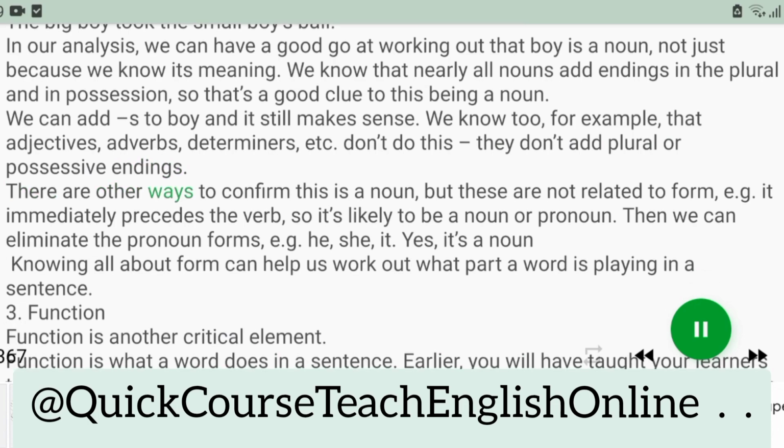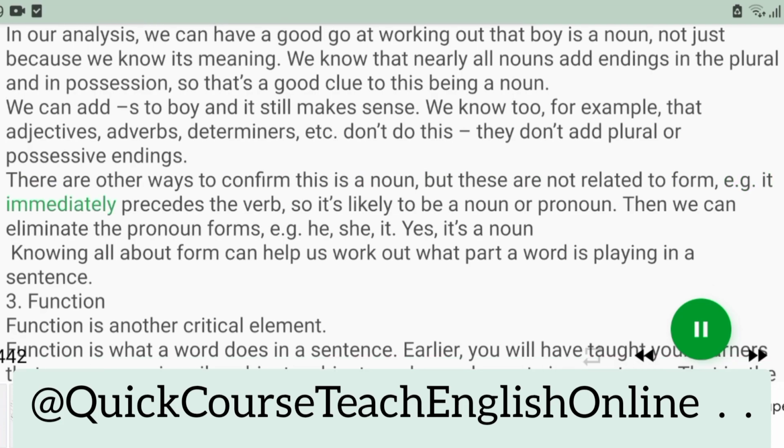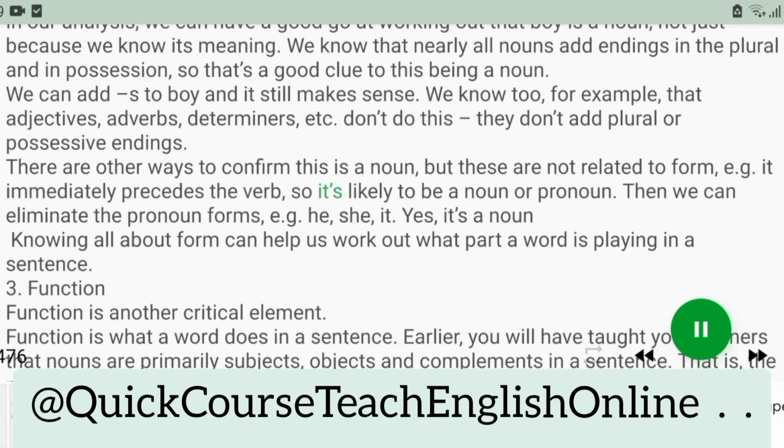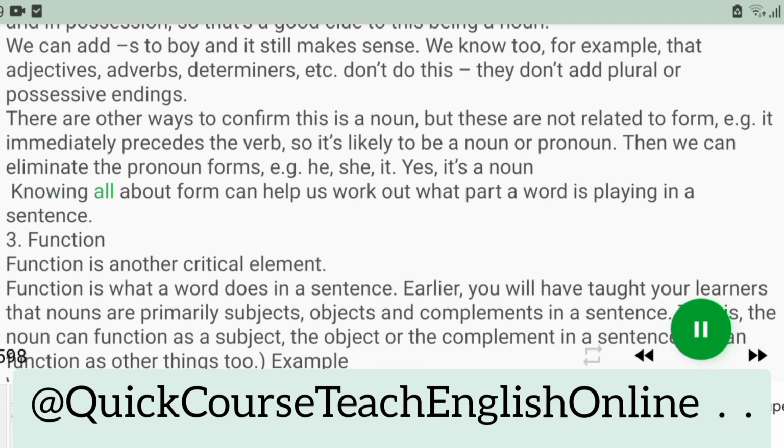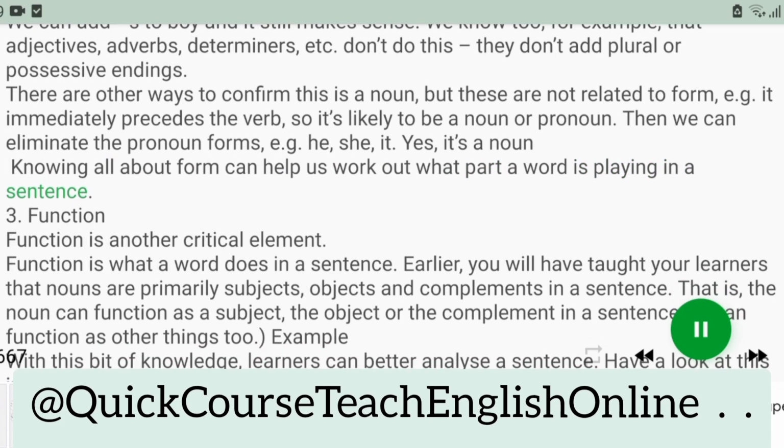There are other ways to confirm this is a noun, but these are not related to form, e.g. it immediately precedes the verb, so it's likely to be a noun or pronoun. Then we can eliminate the pronoun forms, e.g. he, she, it. Yes, it's a noun. Knowing all about form can help us work out what part a word is playing in a sentence.